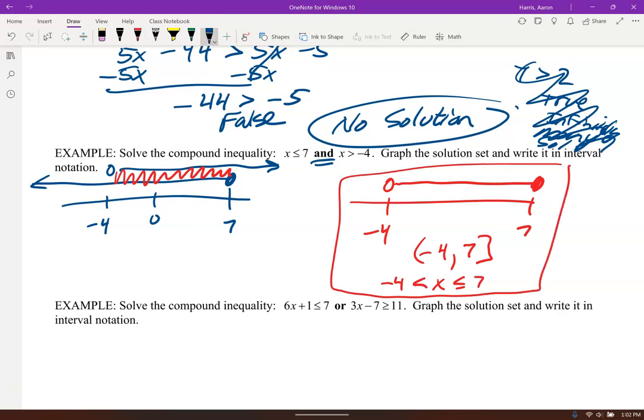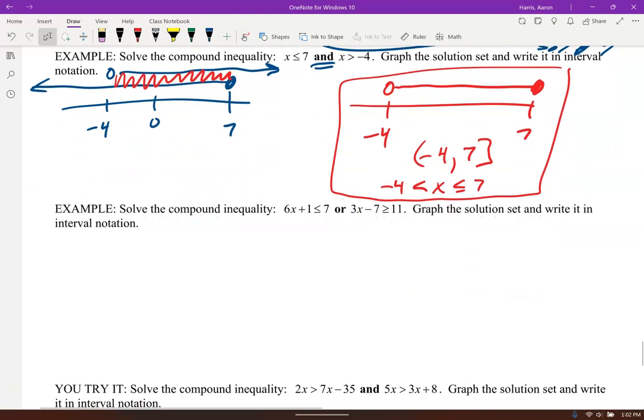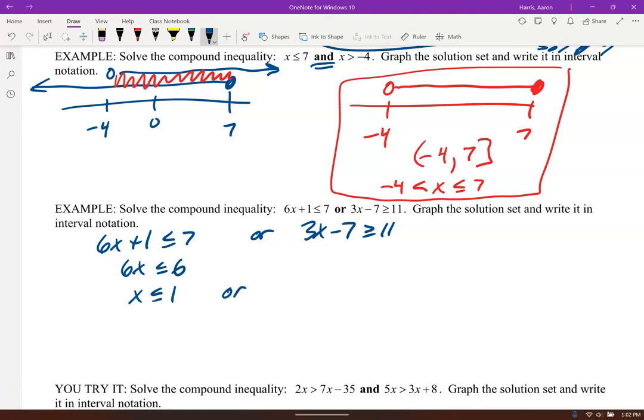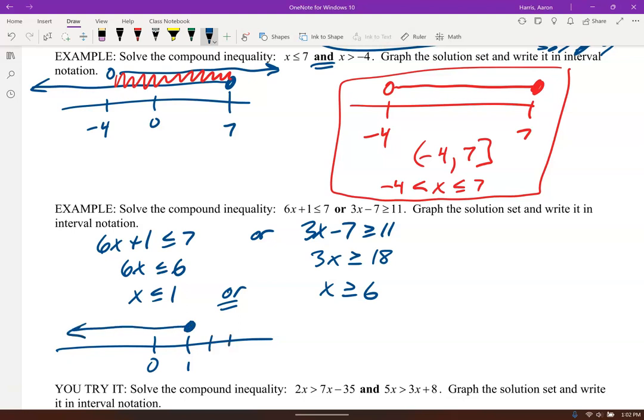Now, or just means one or the other has to be true. So 6x plus 1 less than or equal to 7, or, now I'm going to solve this one separately. Subtract 1, divide by 6. So x is less than or equal to 1 has to be true, or add 7, divide by 3. So I've got to be less than or equal to 1, or greater than or equal to 6.